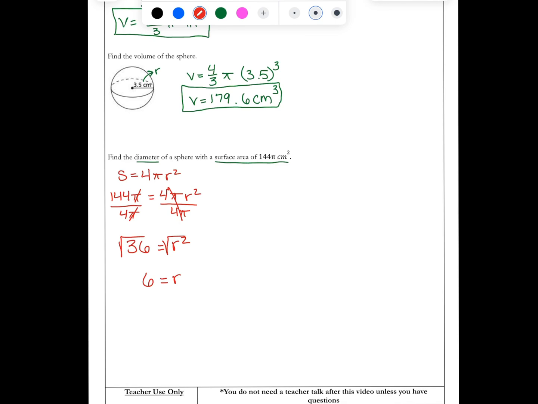So we know that our radius now is 6, but we need to find the diameter. If our radius is 6, that means that our diameter must be 6 times 2, which we know is 12. And our units on our surface area were centimeters squared, so our diameter is going to be 12 centimeters.